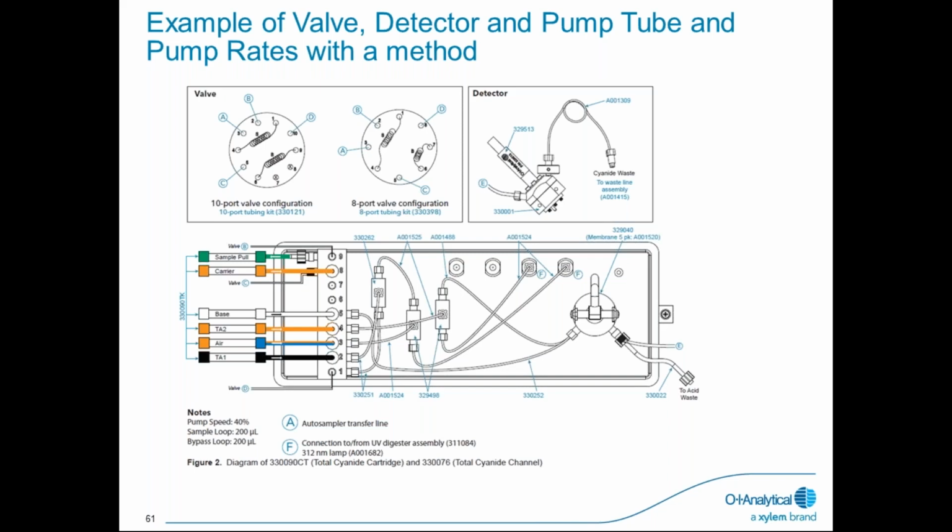Also within the methods, we have the recipe. So it tells you what pump speed you need to set it at. That's going to be at 40%. Your sample loop is a 200 microliter sample loop. Your bypass loop is a 200 microliter sample loop as well. And then we also list out the tubing between each mixing coil. And then we also have the part numbers for your UV lamp that we use. And for this method for total cyanide, it's a 312 nanometer lamp.